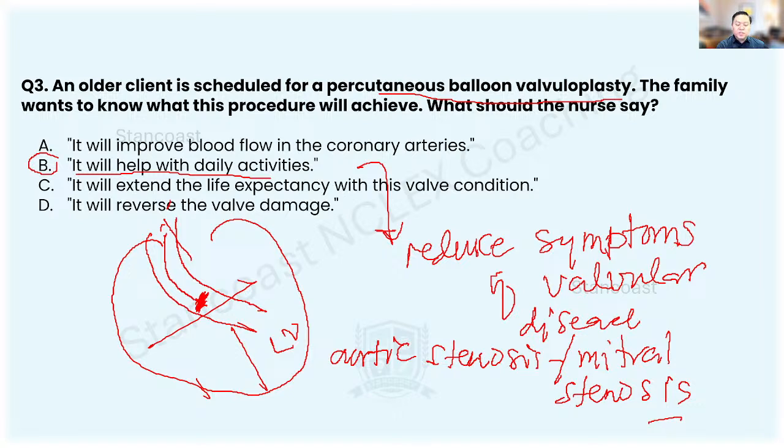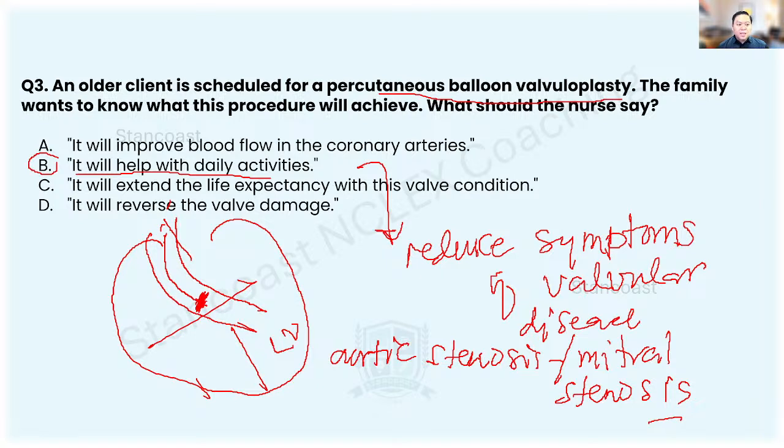It will reduce the valvular disease manifestations such as the decreased cardiac output and regurgitation. Again, this is not really curative. It will allow better performance of daily activities, meaning the person will be able to tolerate some more daily activities, like the routine stuff that they were supposed to do in the past.